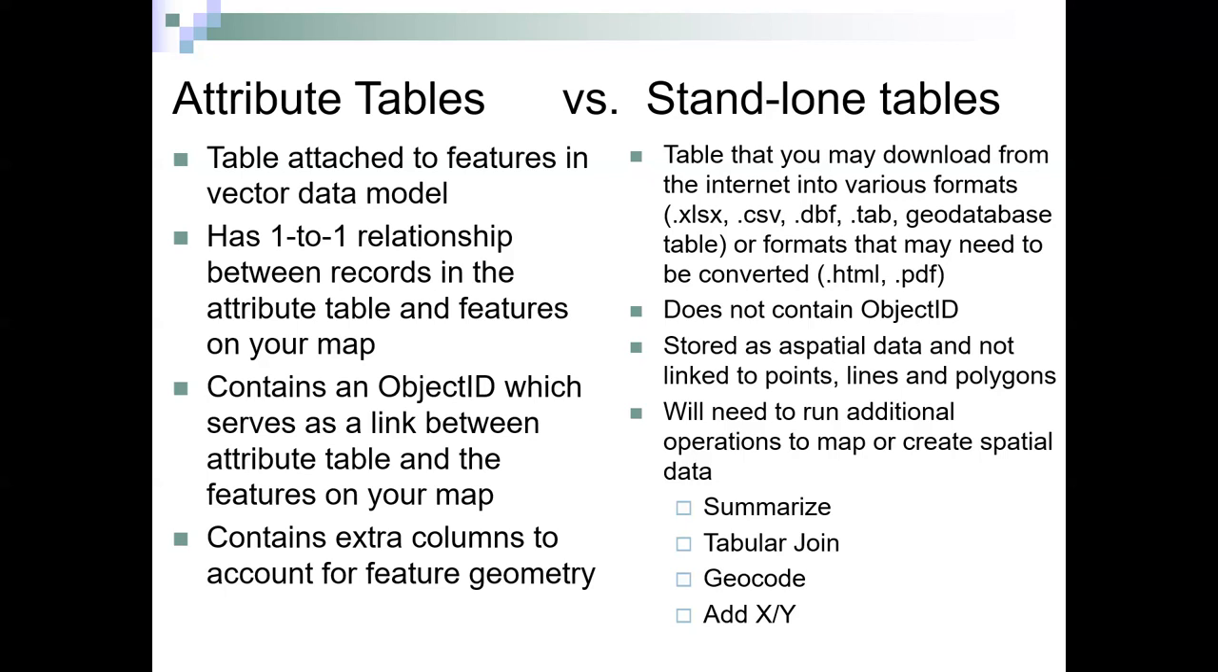So going back to these attribute tables, the attribute tables typically have a one-to-one relationship between the features on a map. And they also contain a column called an object ID, which serves as a link between your attribute table and features on your map. And then it also contains some extra columns.